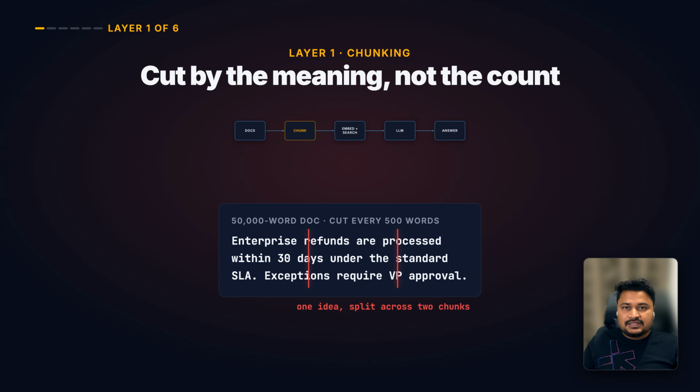Now think about what happens next. The system searches those chunks. If the answer to the question got split down the middle by a dumb slice, no search in the world is going to find it cleanly. You broke retrieval before retrieval even started.